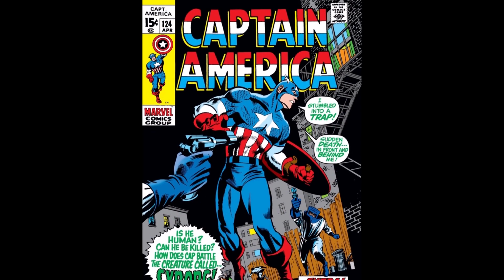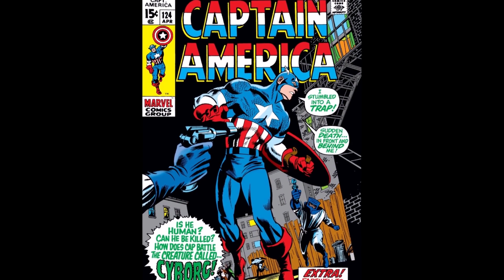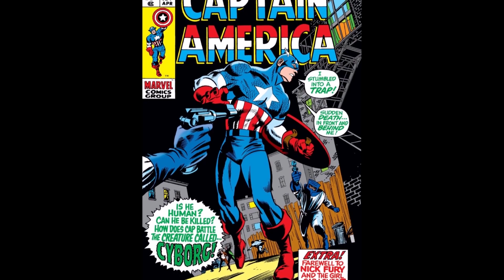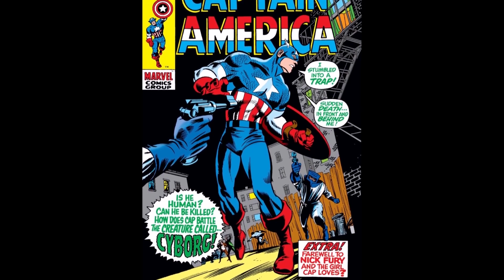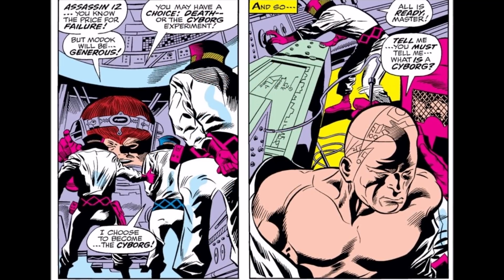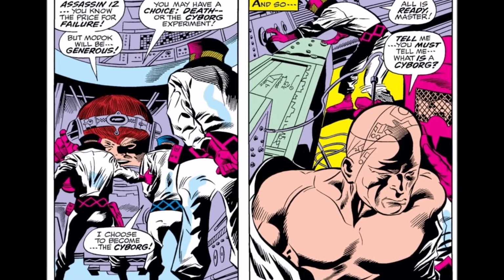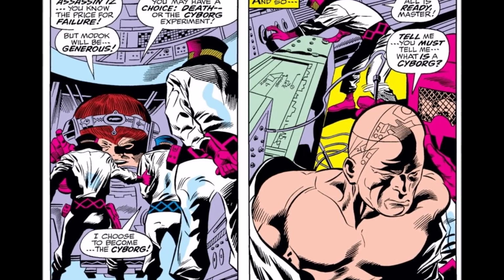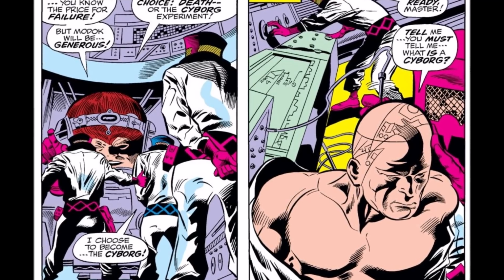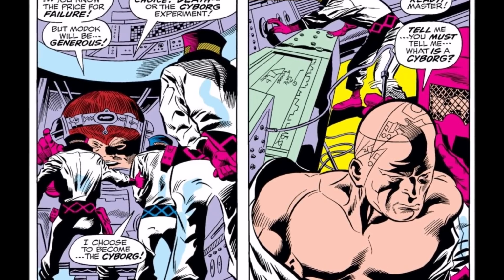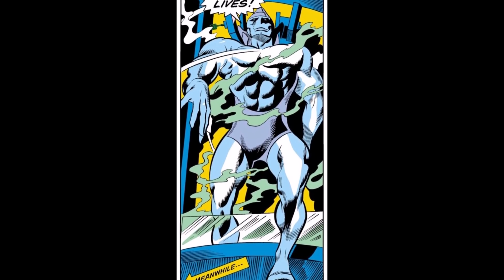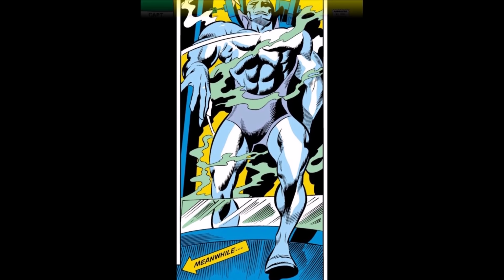MODOK next appears in Captain America Volume 1, Issue number 124, published in 1970, written by Stan Lee and Gene Colan. Moving forward, MODOK begins to use robotics more and more. After failing a mission, one of his agents is given the choice between death or to become a cyborg designed to kill Captain America. So, he chooses to be a cyborg, but fails in his mission. The poor guy didn't even know what a cyborg was.